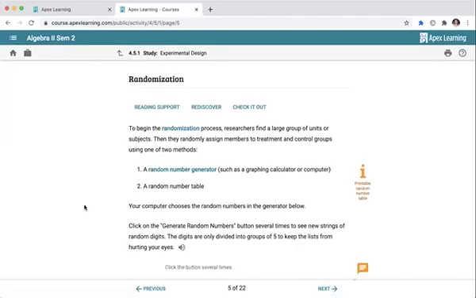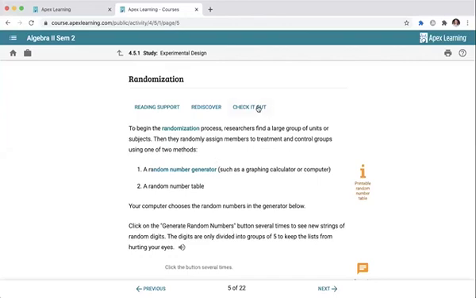Taking a closer look at randomization. To begin that process, you have to find a large number of subjects, or a large thing that you're going to study. Of course, you randomly assign them to either the treatment or the control group. You can use a random number generator or a random number table. Those are the two main things that we propose for randomization here.